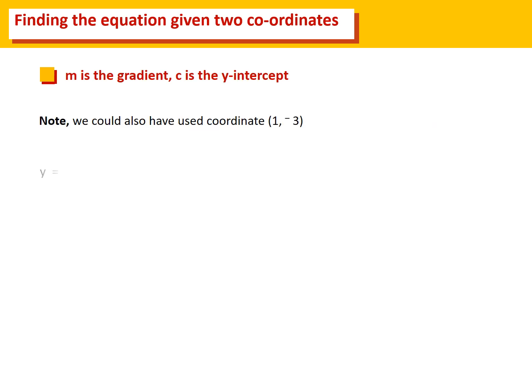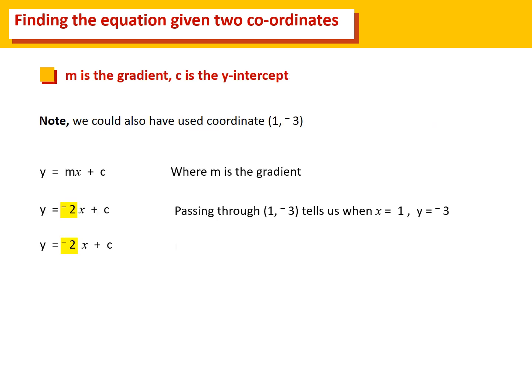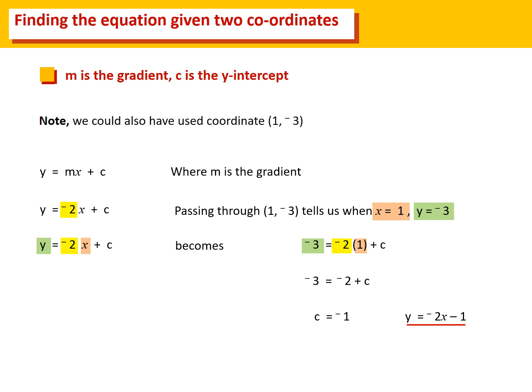And as before, if we'd have used the other coordinate and substituted that in, I'll just go through this reasonably quickly, we still end up with the very same equation, y equals negative 2x subtract 1.